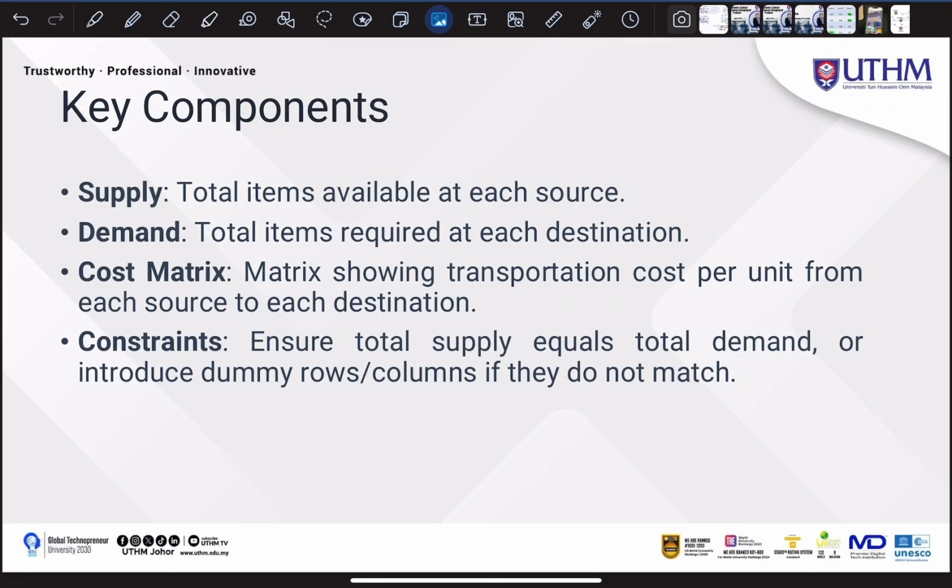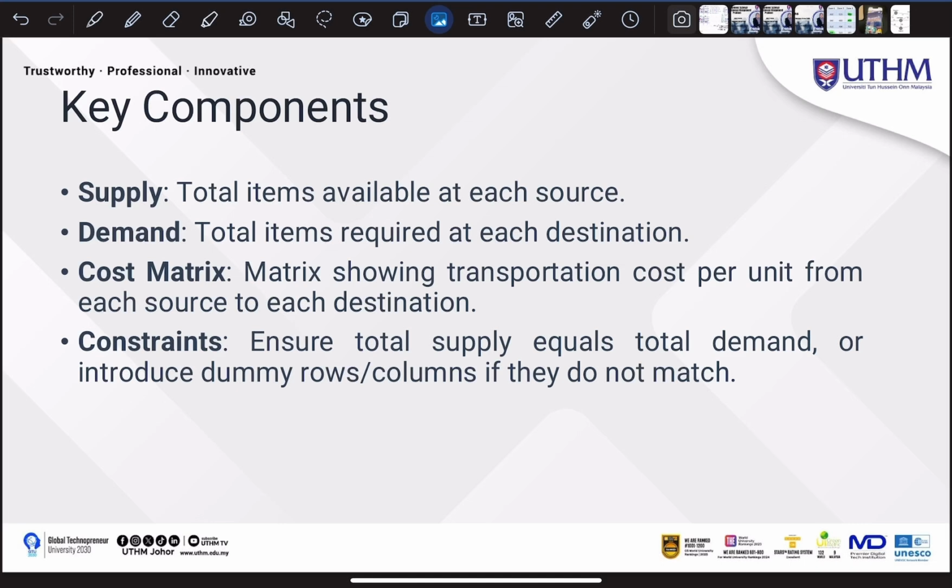So these are the key components of the transportation problems. They will have supply, demand, cost matrix, and also the constraints. You need to know what the supply is. The supply is the total items available at each source. The demand is the total items required at each destination. The cost matrix is the matrix showing the transportation cost per unit from each source to each destination.